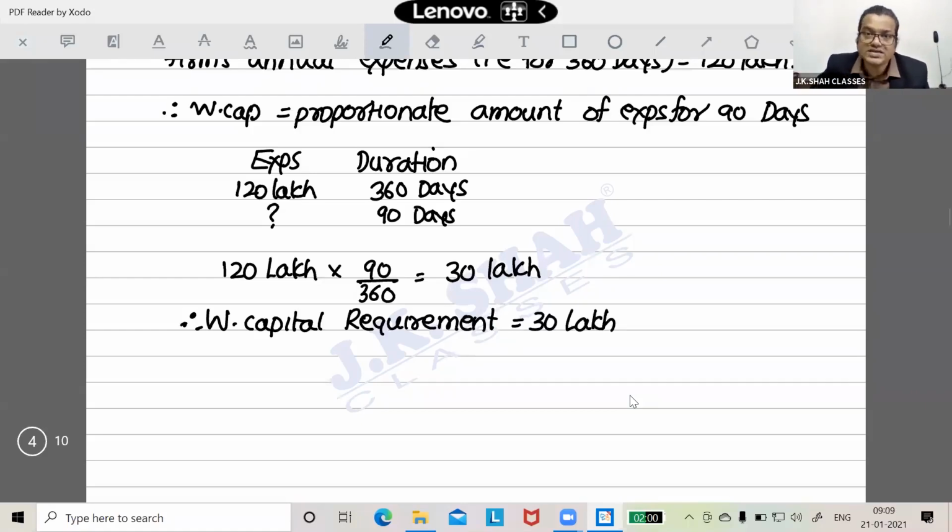Did you guys understand this? For 90 days, we need sufficient money to meet our expenses of 90 days, because I know my working capital cycle is 90 days. So if I invest the money today, it will come back to me after how many days? 90 days. So I should maintain enough money to meet my expenditures of 90 days. My expenditure for the whole year is 120 lakh. So that of 90 days would be how much? 30 lakh. That itself becomes my working capital requirement. Clearly understood by all of you? Right, people? Okay, great.